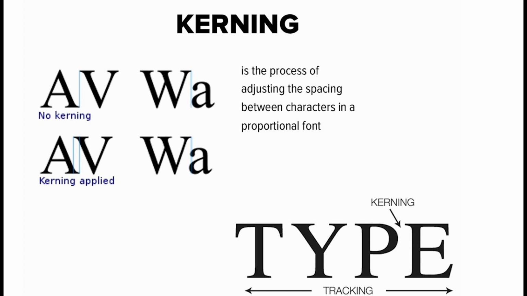For example, here is the word TYPE. Between E and Y, there is kerning. Between Y and P, there is a space. And between P and E, there is kerning space as well.